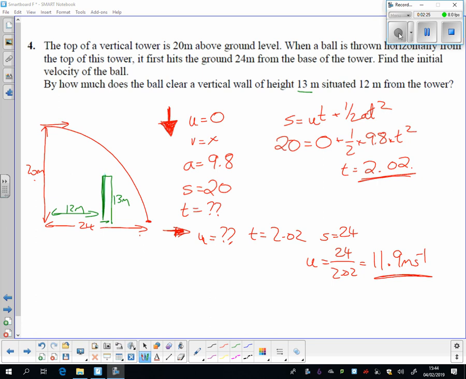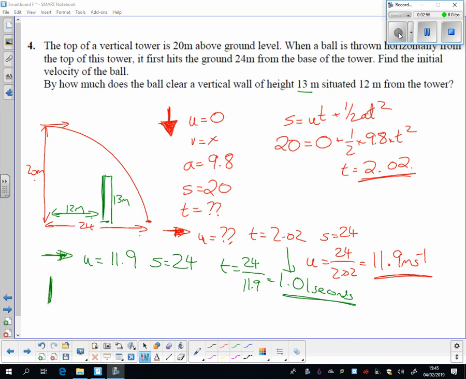So the first thing I'm going to do is actually find out horizontally, how long does it take to get here? So we do know that U now is 11.9. We do know the distance I want here is 24. And so the time it takes to do that is 24 divided by 11.9, which is 1.01 seconds. And I feel a bit silly now, really, because of course it is just half of that, because it's half the distance there. So we could have just done that.